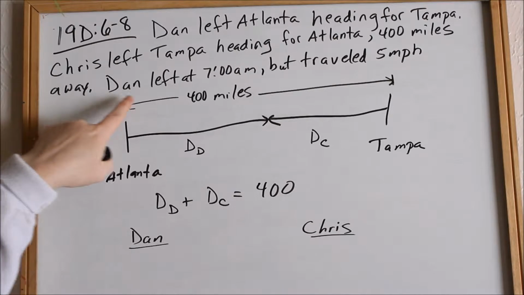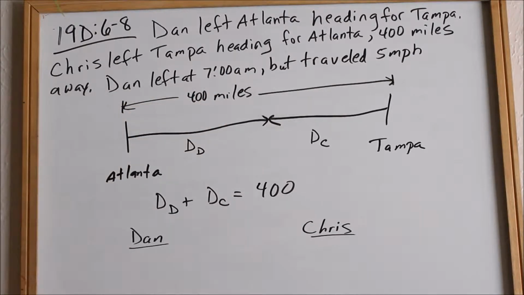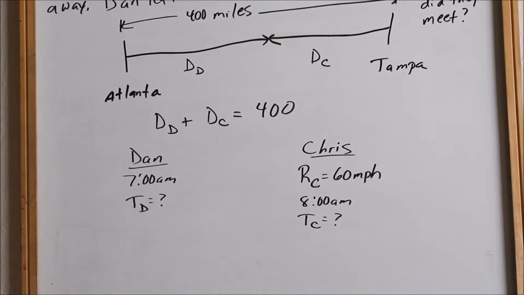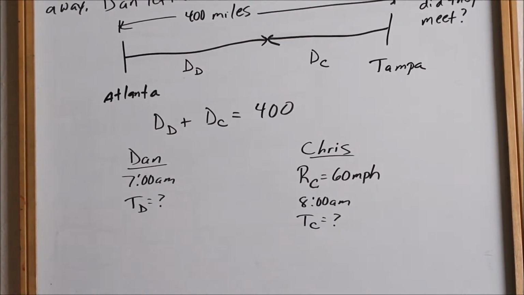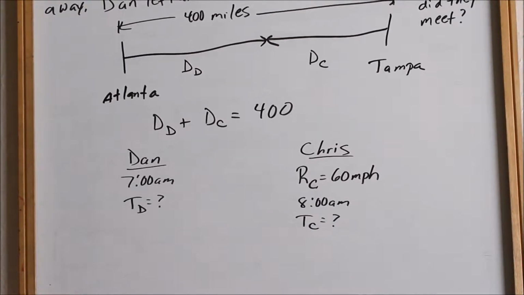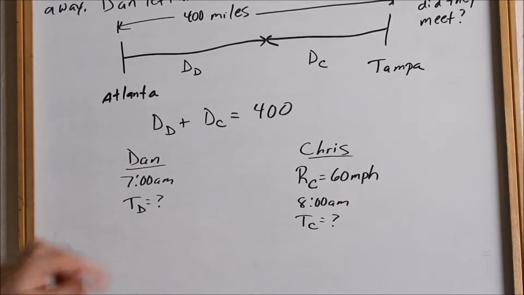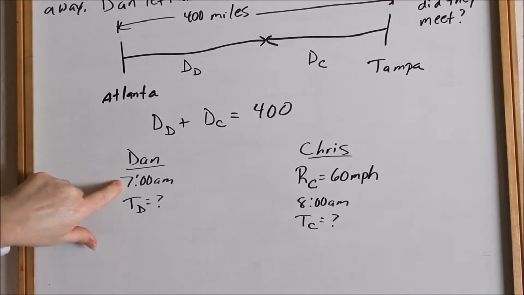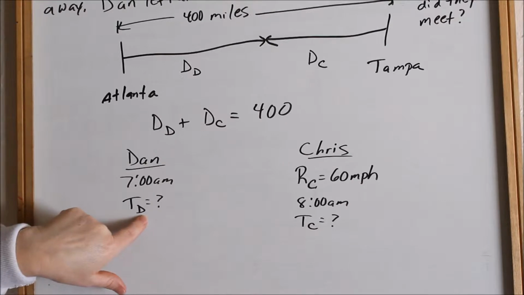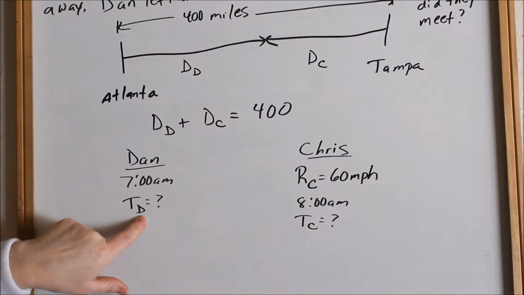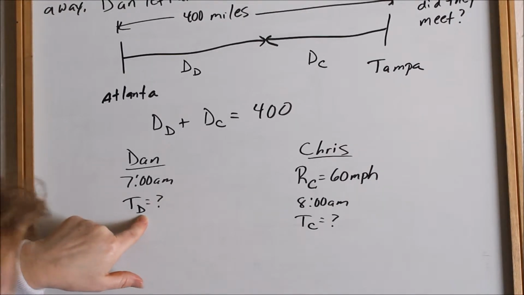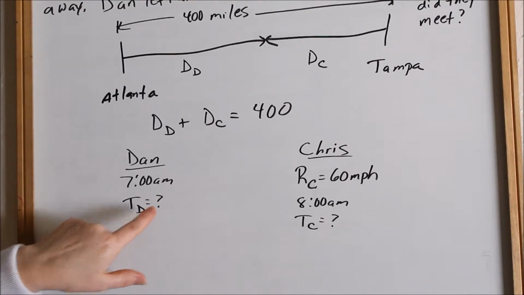So then it said Dan left at 7 a.m. Okay, so he left at 7 a.m. And then, okay, so it turns out I didn't have the whole problem written on the board. So here's the information that we were given in the problem. Dan left at 7 a.m. and we want to know how long did he travel for, and what time did he get there?